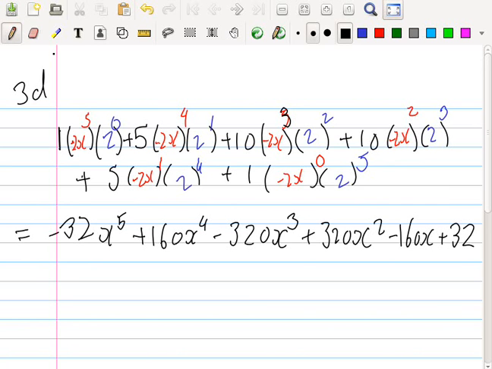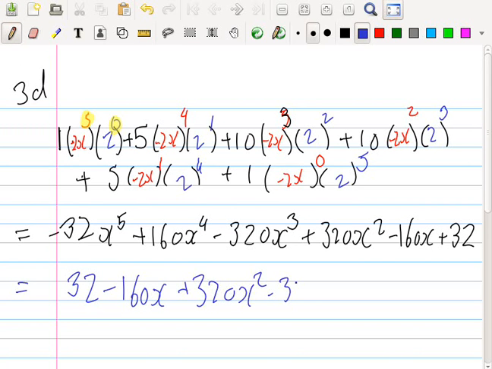By the way, it is perfectly fine if you wanted to start this one at 0 and go up, and start this one at 5 and go down. If you did that, your answer would look like this instead, but it'd still be the same. You'd get 32 minus 160x plus 320x squared minus 320x cubed plus 160x^4 minus 32x^5. Yeah, it's the same thing, it's just written in a different order.